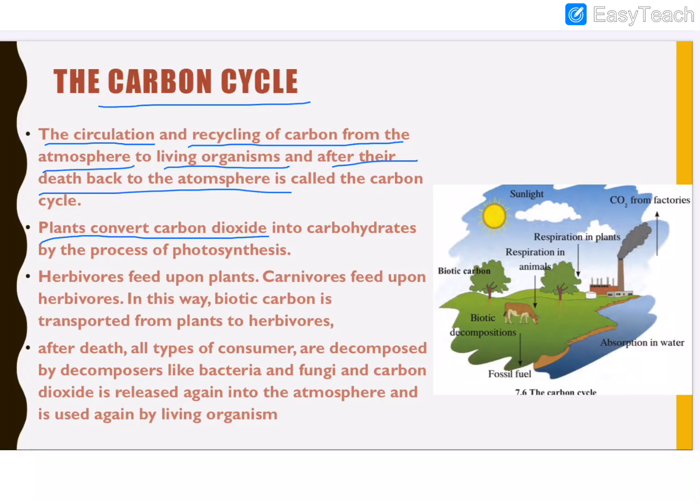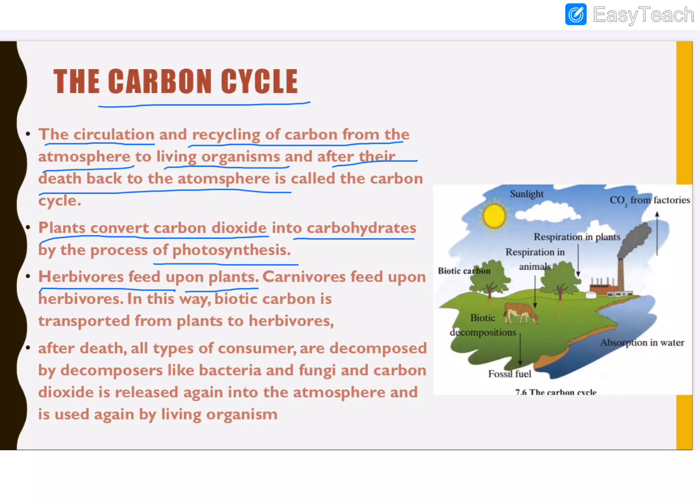The plants convert carbon dioxide, meaning CO2, into carbohydrates. You know that plants take CO2 and give out oxygen. So plants take carbon dioxide and convert it into carbohydrate. The process is known as photosynthesis. So plants consume the carbon dioxide in the atmosphere, make carbohydrates, and give out only oxygen. The herbivores feed upon the plants.